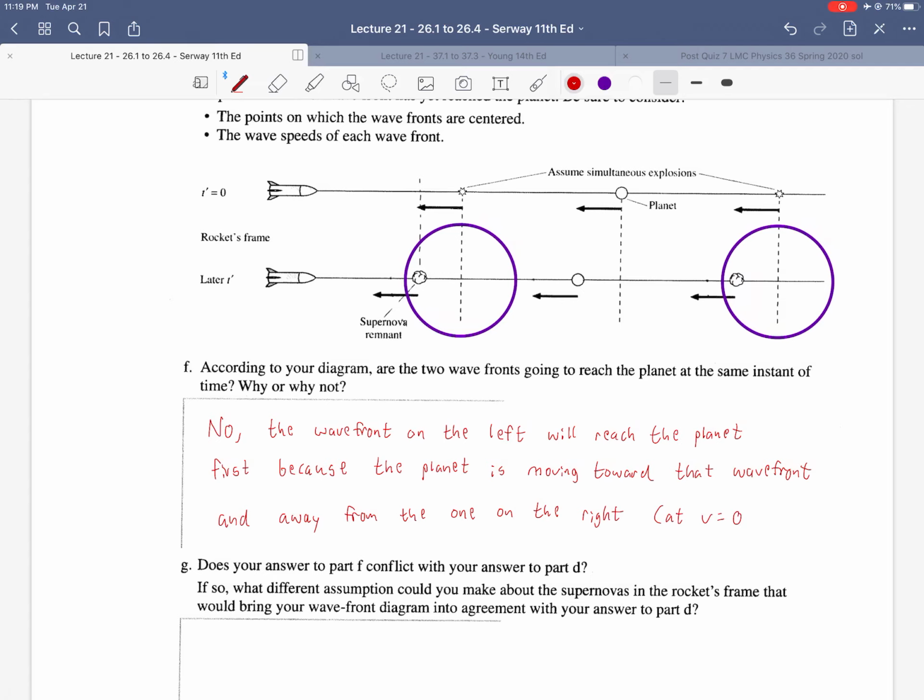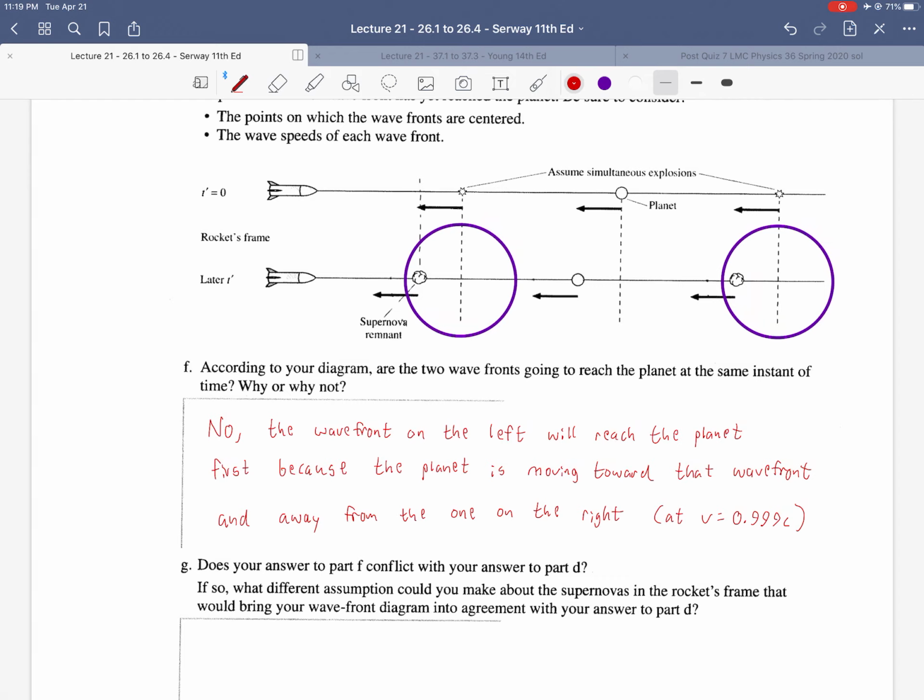Right? At v equals 0.999c. Because the wavefronts were created at a certain location, and so they're now at rest relative to the galaxy, or I should say they're moving relative to the galaxy at the speed of light, and so they're just going to continue to spread out into space.